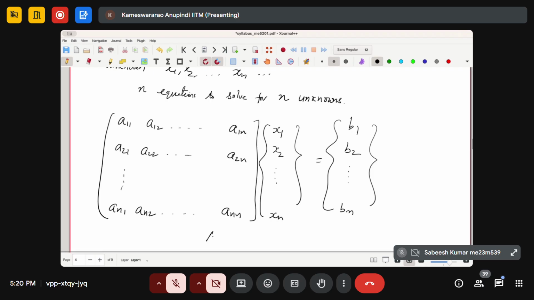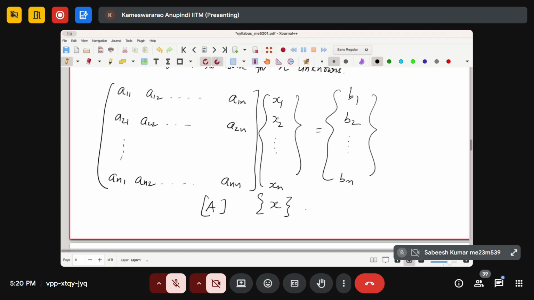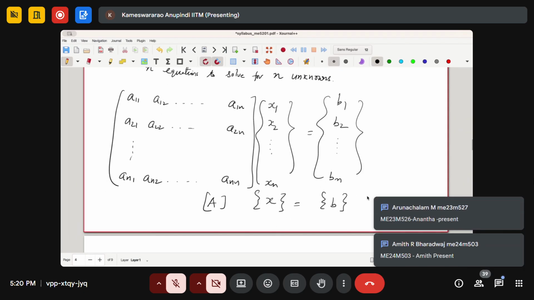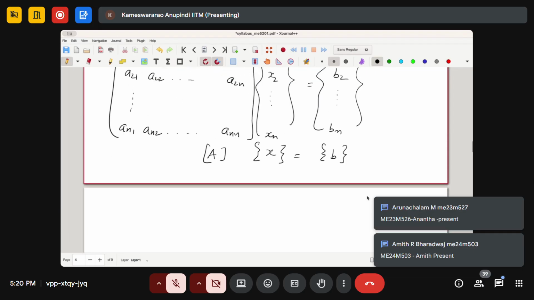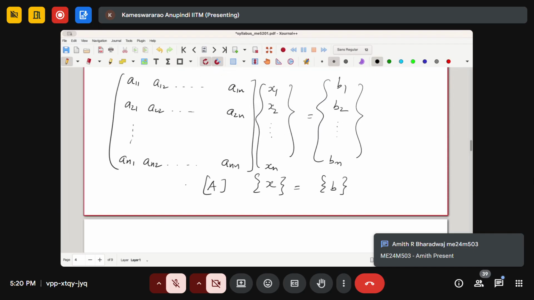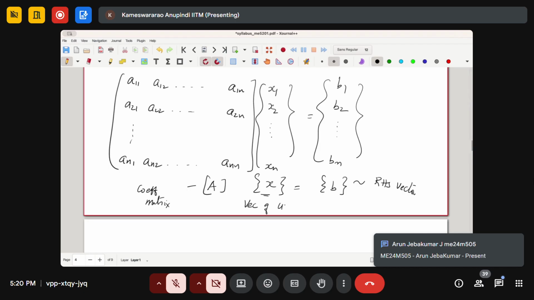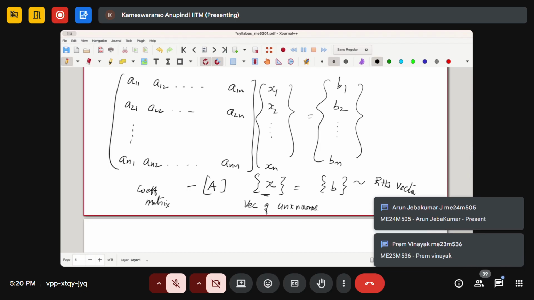Okay, so let us call this matrix A. This is a vector x, which is a vector of unknowns. And on the right hand side, we have B. So that is Ax equal to B, where A is what we call the coefficient matrix. This is the known right hand side vector, and this is the vector of unknowns. Okay, so that is the problem.